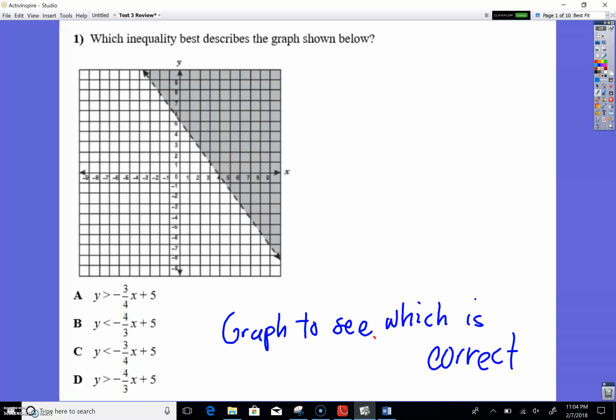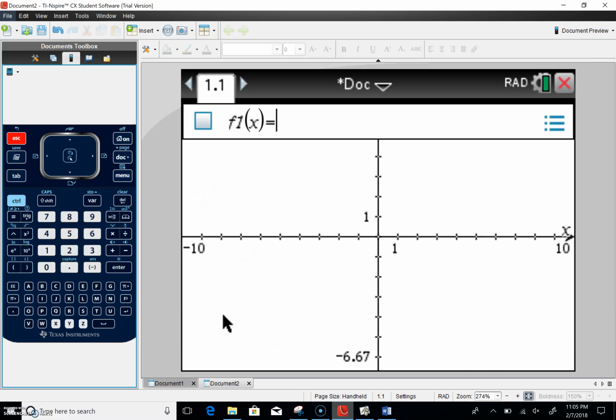You should graph all of them if you don't really know, but I know because this is greater than. Because see, this is above the graph, so I want a greater than graph. So I'm going to look at those two right there. So y is greater than -3 over 4x.